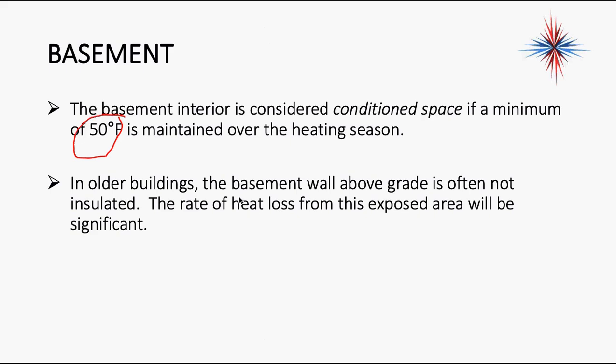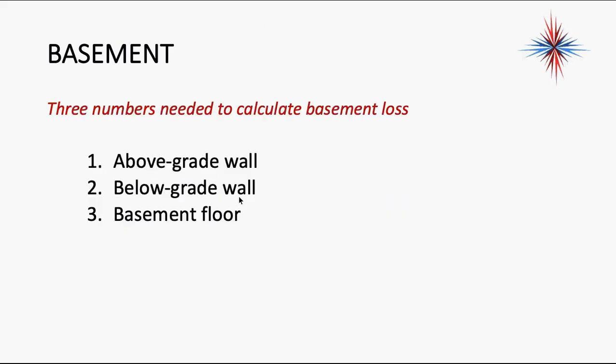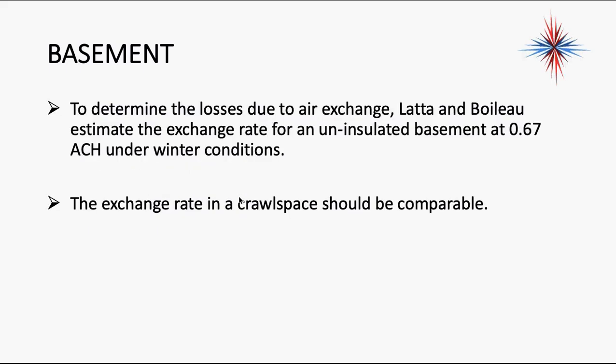Right above the basement wall, right above the brick or whatever your basement was made of. That's where they run the water pipes. Again, that's why those pipes freeze so easily. But the top of the basement walls is the biggest heat loss in a basement because a lot of times they don't insulate them. Three numbers are needed to calculate basement heat loss: you have your basement floor, your below grade wall, and your above grade wall. All three of those come together.